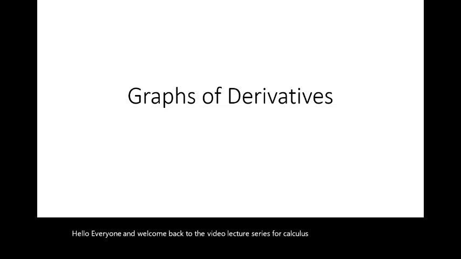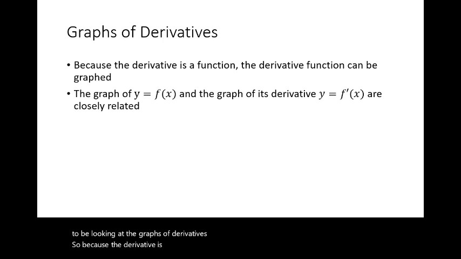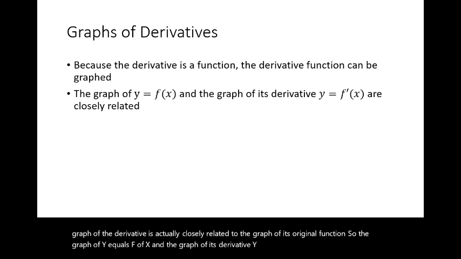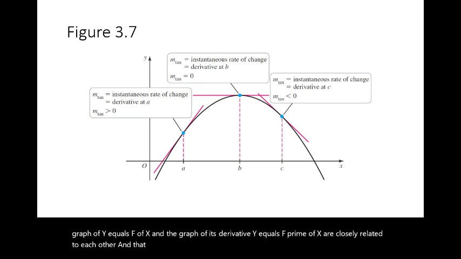Today we are going to be looking at the graphs of derivatives. Because the derivative is a function, the derivative function can actually be graphed. And the graph of the derivative is closely related to the graph of its original function. The graph of y equals f of x and the graph of its derivative y equals f prime of x are closely related to each other. And that relationship all stems from the relationship between the function's behavior and the slope of the tangent line.